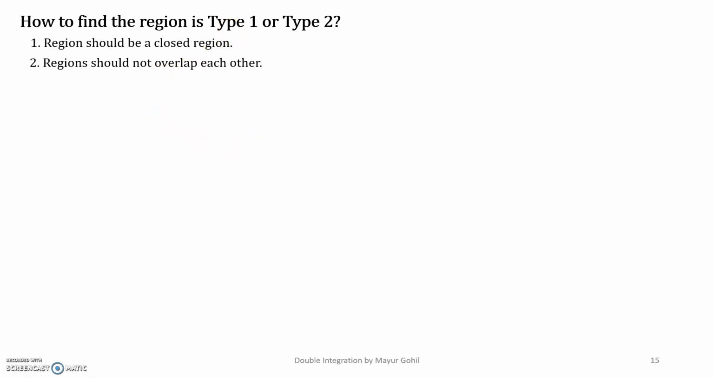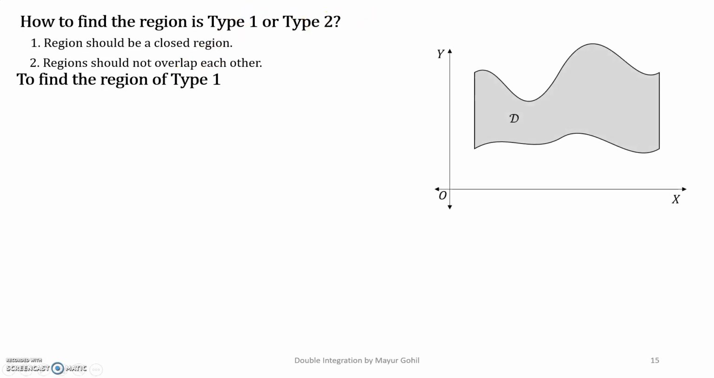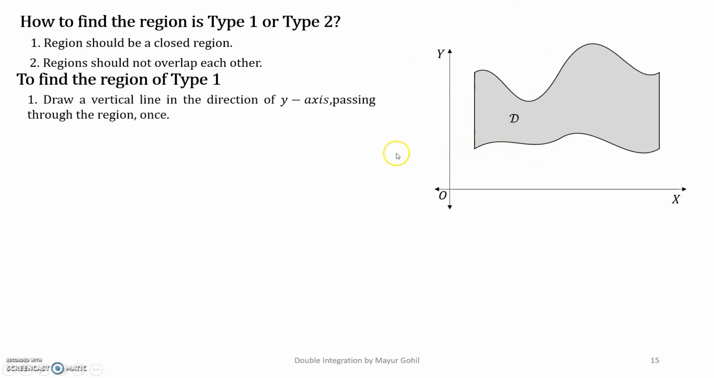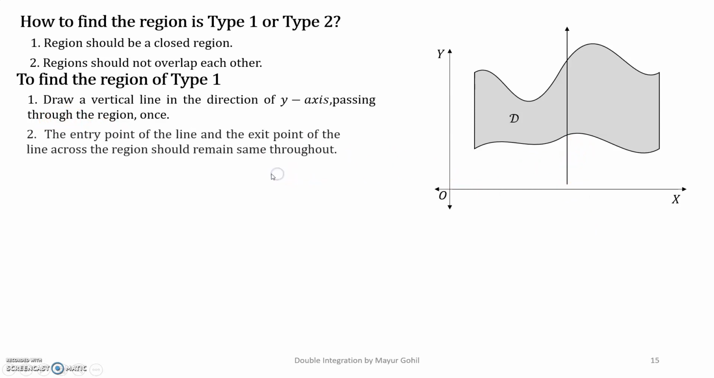Let us see how to find a type 1 region. This was the region we had seen just now. In order to know that the region is a type 1 region, you need to draw a vertical line in the direction of the y-axis through the region once. So draw this vertical line. Now the entry point of the line and the exit point of the line throughout the region should remain the same.